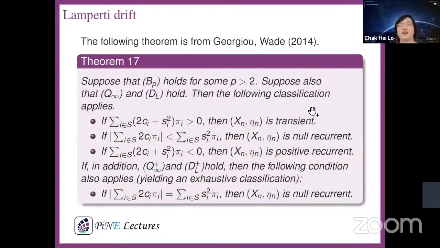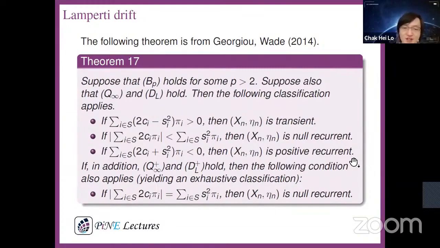And the result that we have here, again from Georgiou and Wade 2014, suggests that we should look at this kind of quantity here. So we should have a comparison between the size of 2c i and sigma i squared. If c i is very positive, big enough compared to sigma i squared on average, then it has a strong enough push to push the process to infinity. So this is transient. If it's somewhere in the middle, so essentially this drift c i is on average close to zero compared to the variance of the process, then it is non-recurrent. And if it is very negative compared to sigma i squared, so it overcomes the power of this variance, then it will be positive recurrent. It will always be coming back.